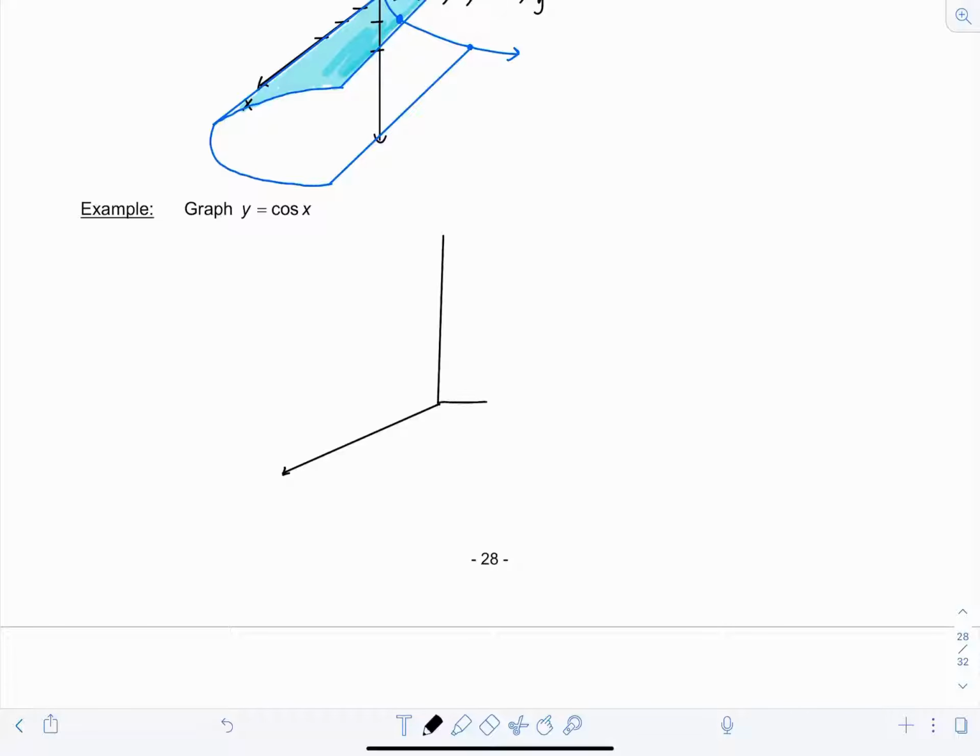Let me do it in two pieces. So here's positive y-axis, negative y-axis. I'm only going to need to go to positive 1 and negative 1, right? Since we're graphing cosine. And then here's my z-axis, here's the x-axis, and I'll just graph it maybe for one period. So that'll be pi over 2, pi, 3 pi over 2, there's 2 pi.